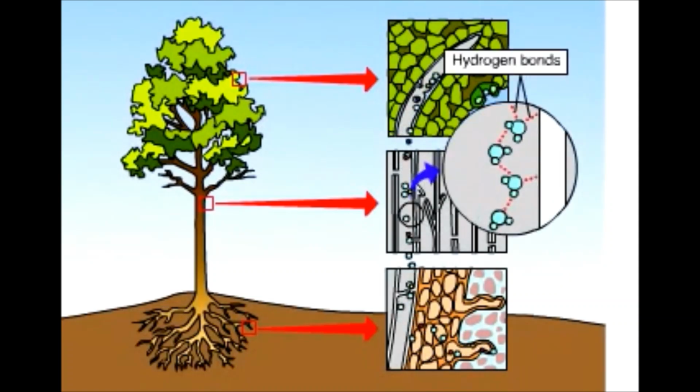Hydrogen bonds cause water molecules to stick together, a phenomenon called cohesion. As each water molecule evaporates, it pulls on the next water molecule, and it pulls on the next. This relays the pull of evaporating water molecules all the way down to the roots.